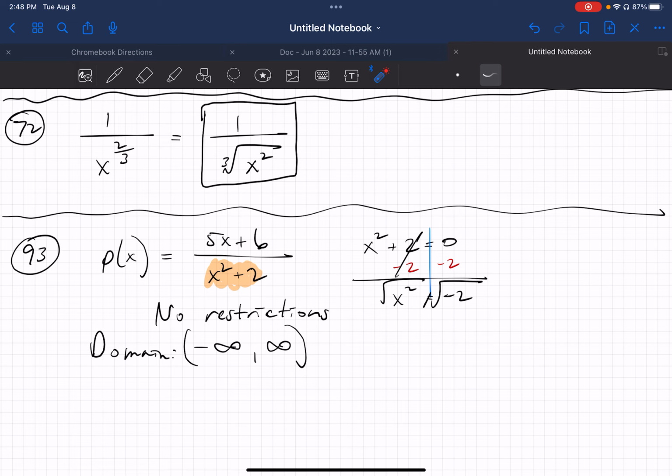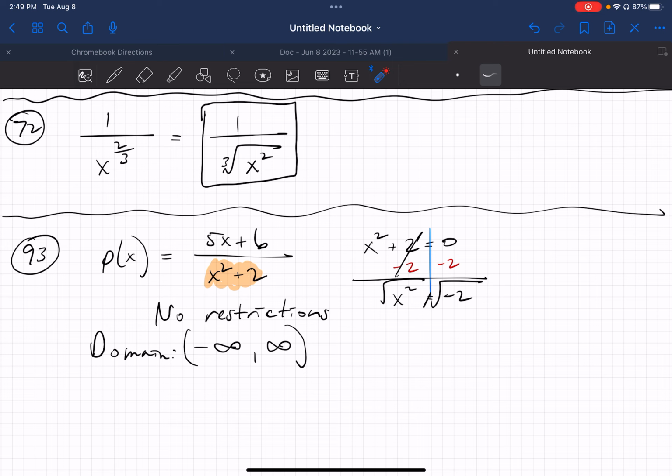Okay. Number 93, the question is, I want to know the domain. Anytime you're doing a domain, you look at the bottom. That's going to tell you the domain. You set the bottom equal to 0, and whatever values you get, that's where the domain cannot exist, wherever the denominator is 0. So when I set it equal to 0, I subtract 2 from both sides, and then I take the square root. Well, the square root of negative 2 is an imaginary number. So that means no real numbers. There are no real restrictions. There are no domain restrictions. So that means the domain exists everywhere.